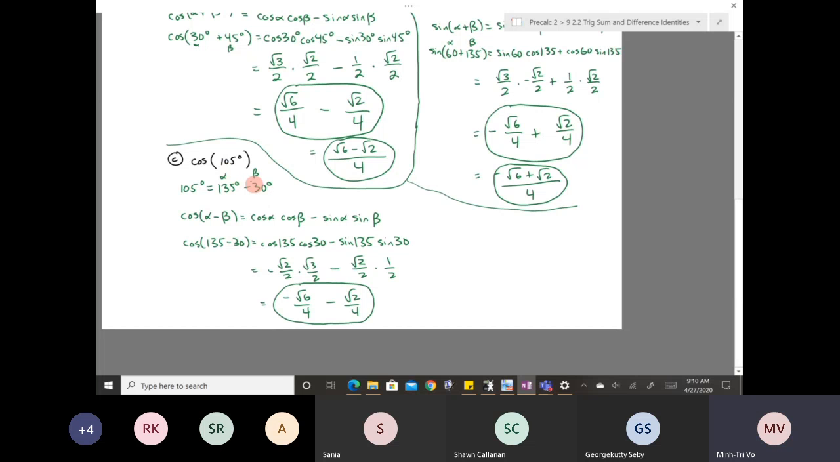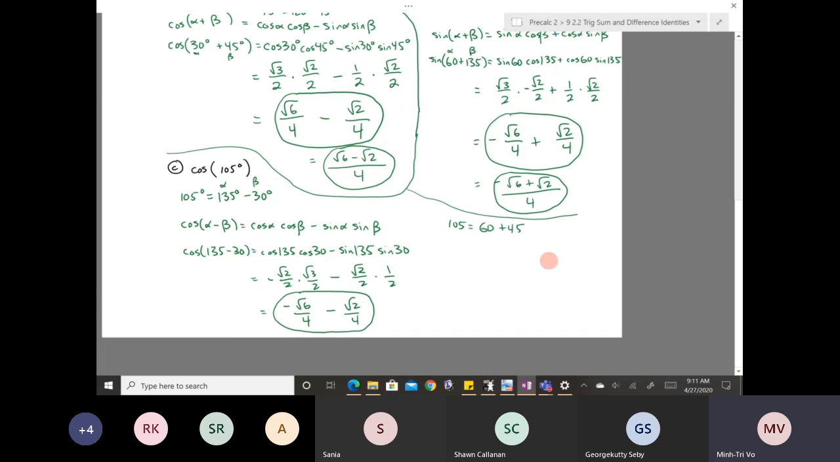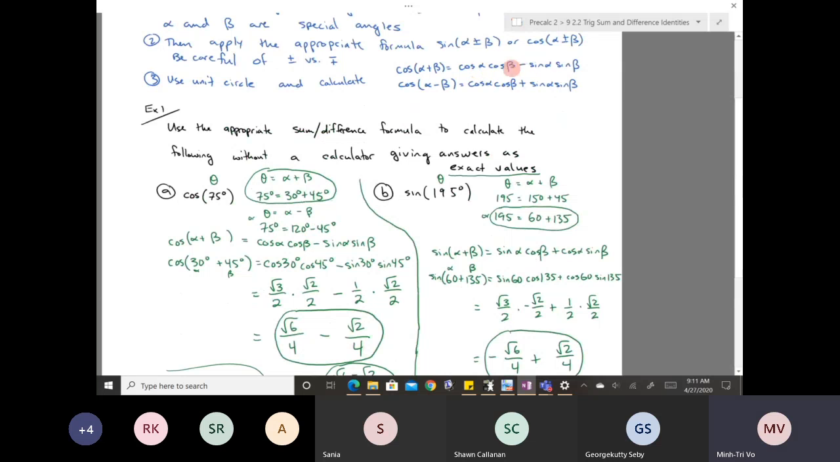Actually, for this example, let's do it in two different ways, and you'll see that it doesn't matter how you do it. You get the same answer either way. So let's instead do 105 equal to 60 plus 45. Then cosine of 60 plus 45. I don't have so much space here, so let's just write it out. It's the sum formula for cosine, so it's going to be this one here.